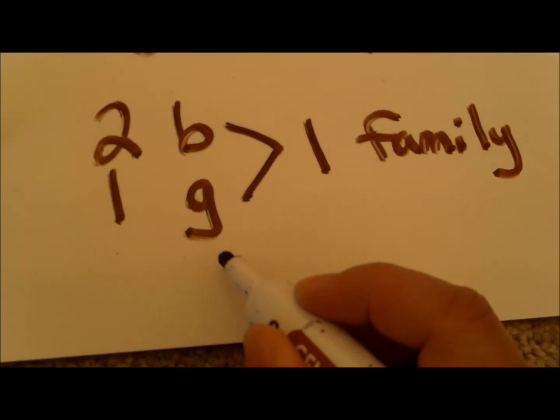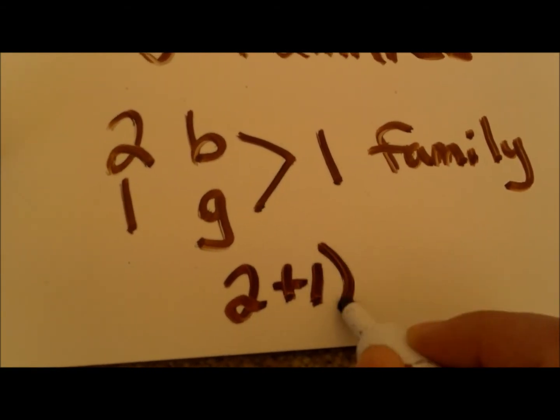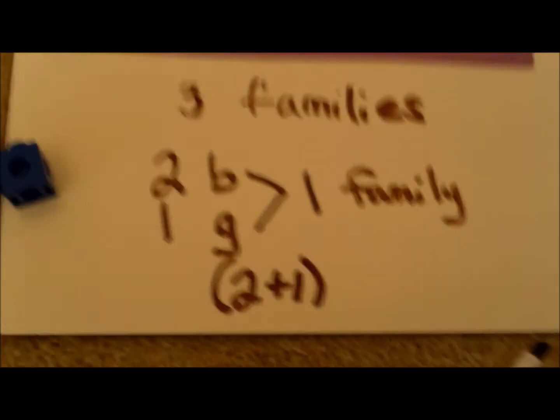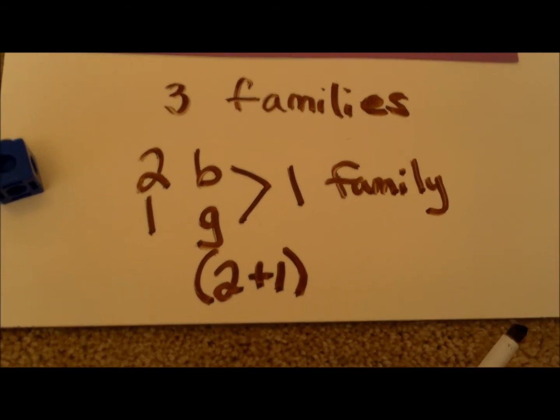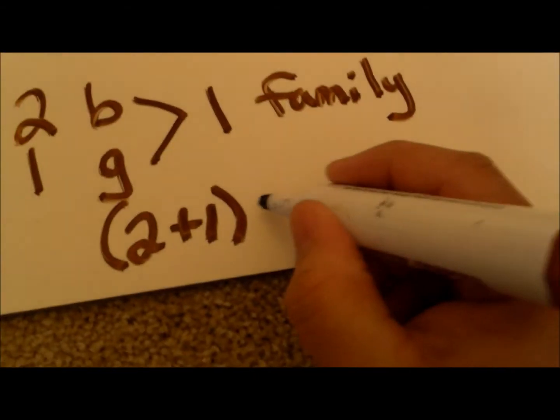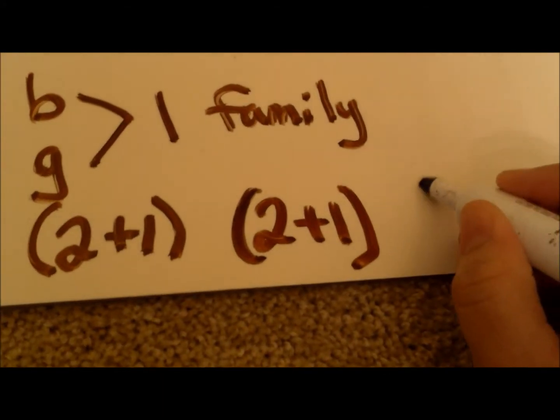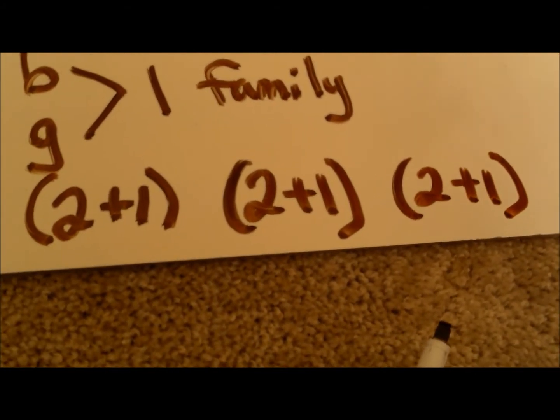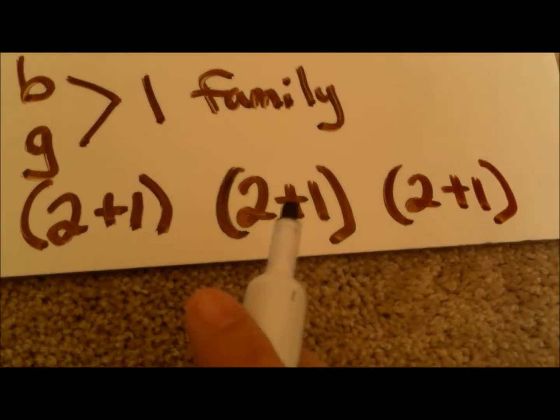When we write equations, we put things together like this. 2 plus 1, and we put a parenthesis around them. Parenthesis is just showing us that we're putting that together. So 2 plus 1, okay, that represents 1 family. Let's see, okay, I've got another family. Here's another family, 2 plus 1. And I have 1 other family, 2 plus 1. Now to write an equation, I need to figure out how many of these I have.